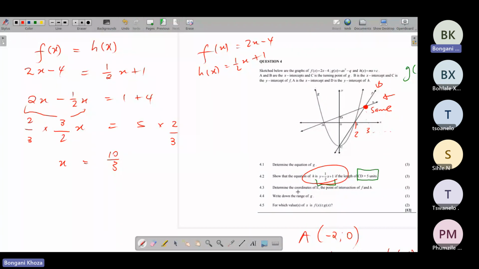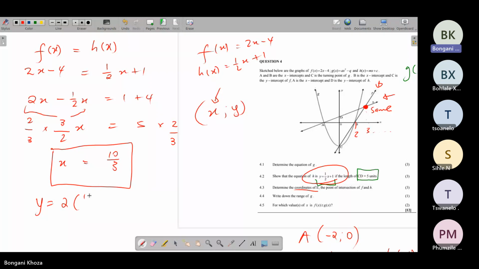We are looking for the full coordinates of E. We need the x value and the y value. So we do have the x value. To get the y value, we just take this x value that we got and substitute into either equation. So we can say y equals, if we substitute back into f, 10 over 3 minus 4. Then our y value would just be whatever this gives us. So I'm thinking it's going to be 20 over 3 minus 4, which is 12 over 3. And I'm thinking this is just going to be y equals 8 over 3.